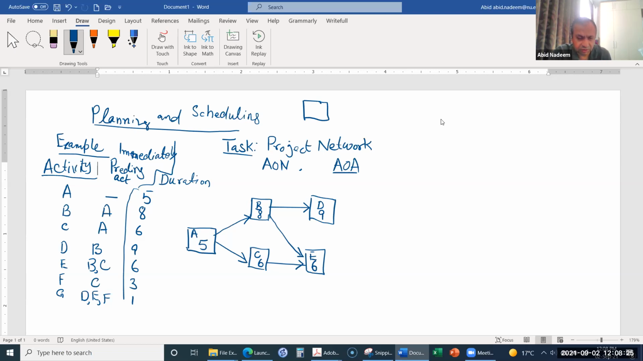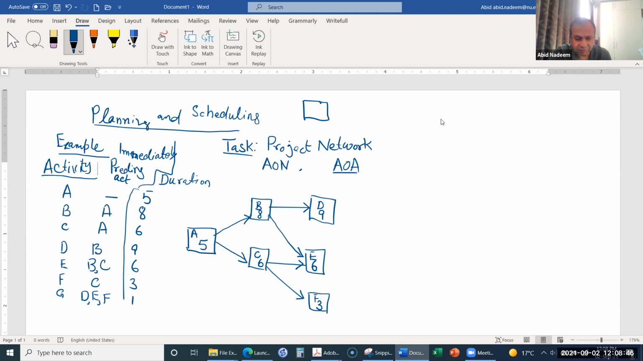Next, there is F. F has only C as its immediately preceding activity. So maybe I will put F over here, with C as the immediately preceding activity. And it has a duration of 3.